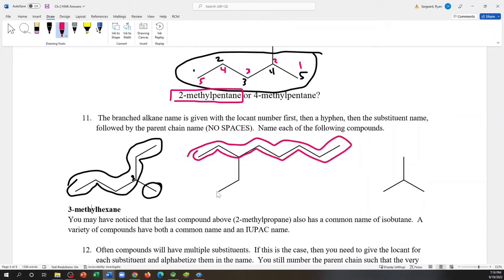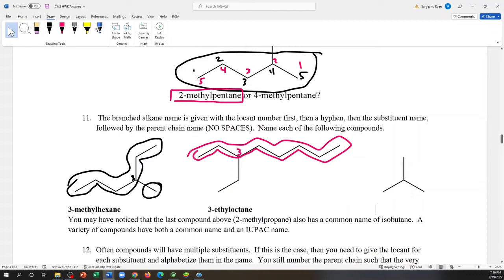If I were to start here at the number 1 position, that would also be an octane. So either one's fine. I either have to start numbering from the left end or the right end. Hopefully you can see that if I number from the left end, then I encounter that ethyl group at the 3 position. If I number at the right end, it would be much higher than the 3 position, so that would be silly. So this is a 3-ethyl octane.